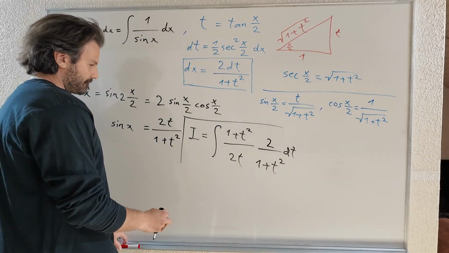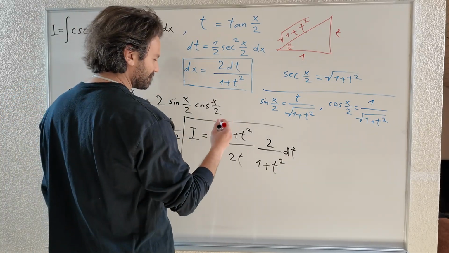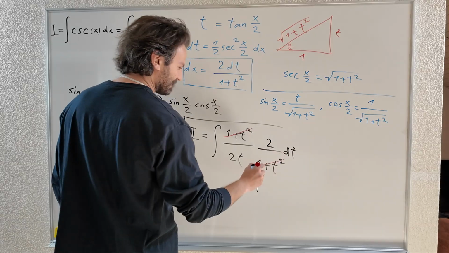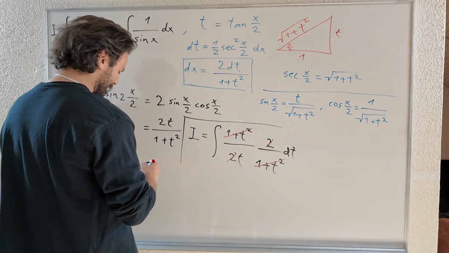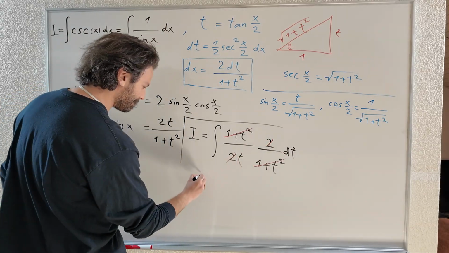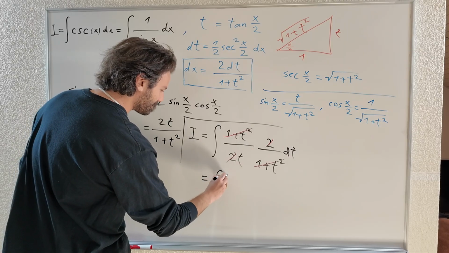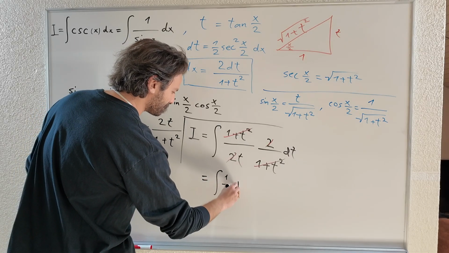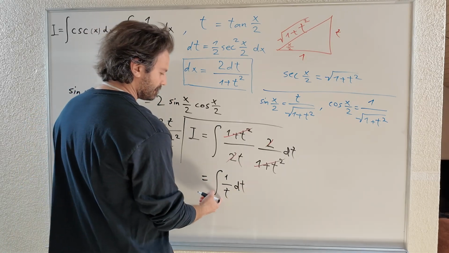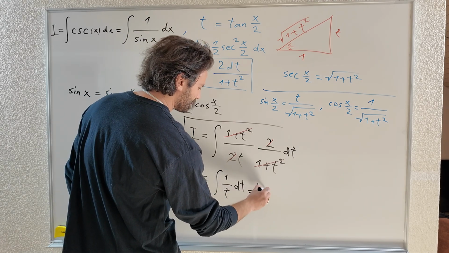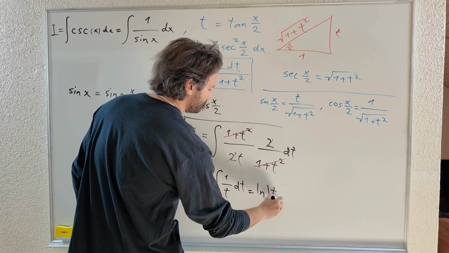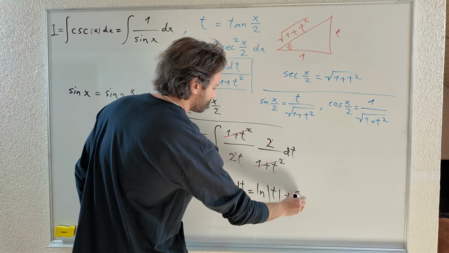And we see that basically everything will cancel out gently. And so we are left with the integral of 1 over t with respect to t. And this is just natural log of the absolute value of t plus c.